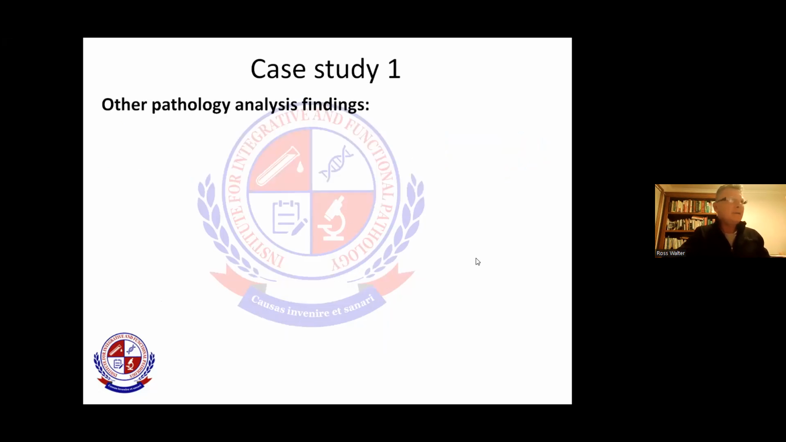Now, other pathology results that we found in the same client. She had a very low ALP. This is one of the liver markers, and it's an indirect marker of low B12, low folate, low zinc, and low thyroid. So we've already got 3 out of those 4 confirmed. That's how we use confirmations and combinations of results.